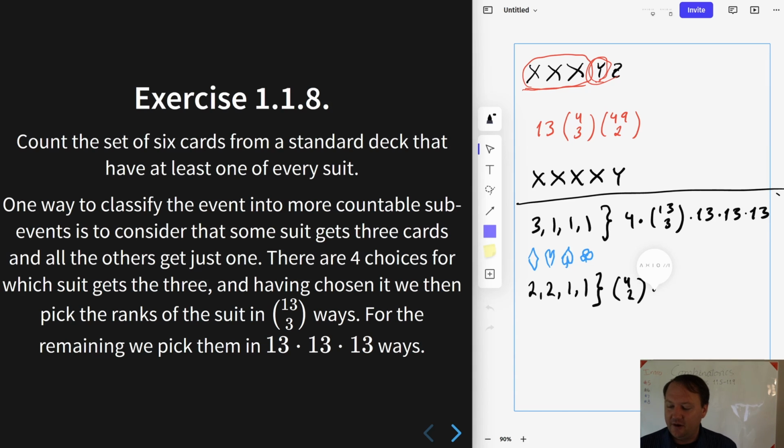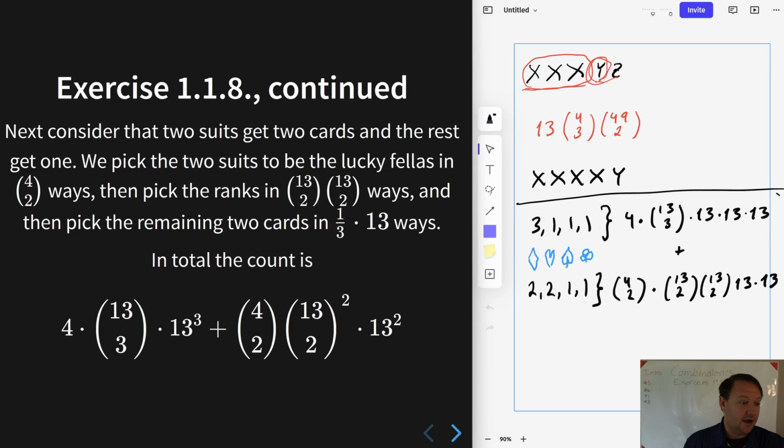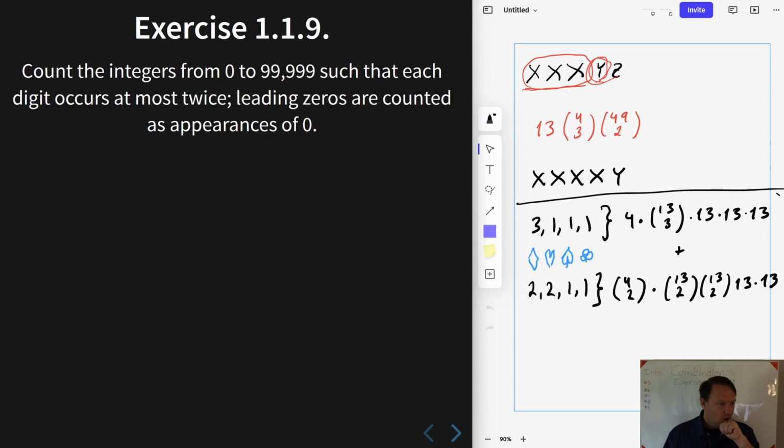Down here, we do a similar thing. Right now I've got 4 choose 2 ways of picking suits to be the doubles. Once they are picked, then I've got 13 choose 2 ways of giving face values to the first double, and 13 choose 2 ways of giving face values to the second double, and then 13 ways of giving a face value to the first singleton, and 13 ways of giving a face value to the other singleton. And then if you add these together, you've got the total.